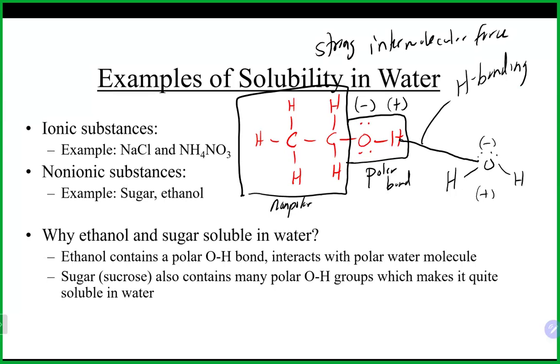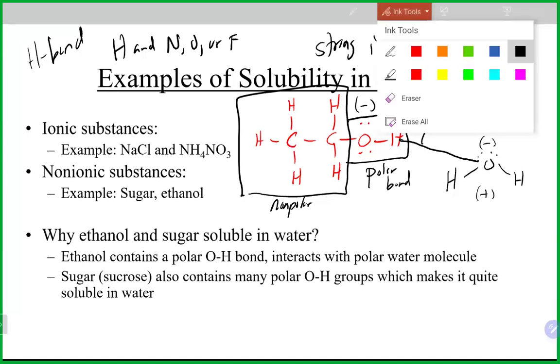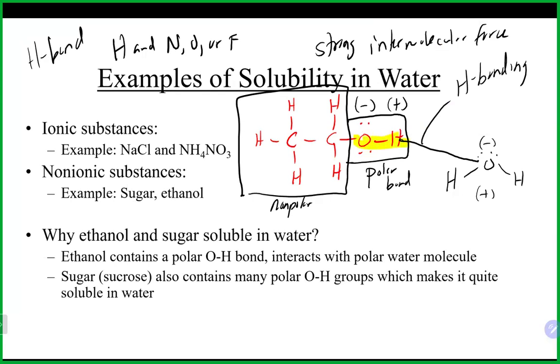Remember, to be able to hydrogen bond, you need to have a bond between hydrogen and nitrogen, oxygen, or fluorine. So in order to have the ability to actually hydrogen bond, it needs to have a hydrogen directly attached to one of those three elements. And that's what we see here in ethanol. We have a hydrogen directly attached to oxygen, which allows it to hydrogen bond. And it again is the same thing we see over here in water.